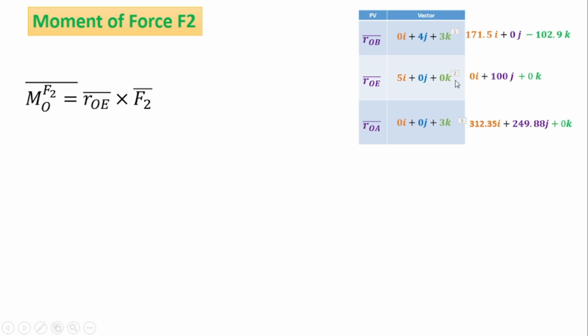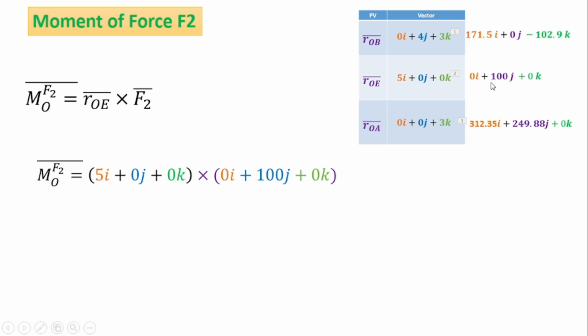Now we'll consider the force F2. For the force F2, the equation is ROE cross F2. If you are confused about the moment, you can rewatch the videos. In the previous few slides, we have discussed how to find the moment. Same position vector and force are considered here. So the value of ROE is 5i plus 0j plus 0k and the force is 0i plus 100j plus 0k. Just put the values in the calculator and find the cross product. The cross product is 0i plus 0j plus 500k. The unit is Newton meter.